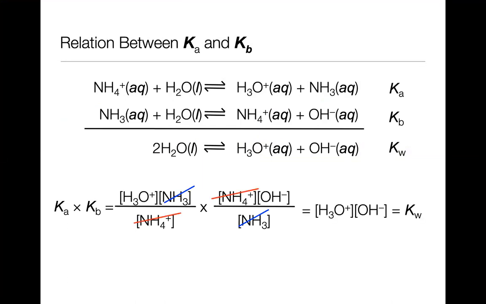My Kw expression. So only when you have a conjugate acid-base pair, it's not any acid and any base, it has to be a conjugate acid-base pair, Ka times Kb equals Kw. And you can prove it to yourself there. I just grab both of those values off the last table, you multiply them together, and you'll get the value for Kw.